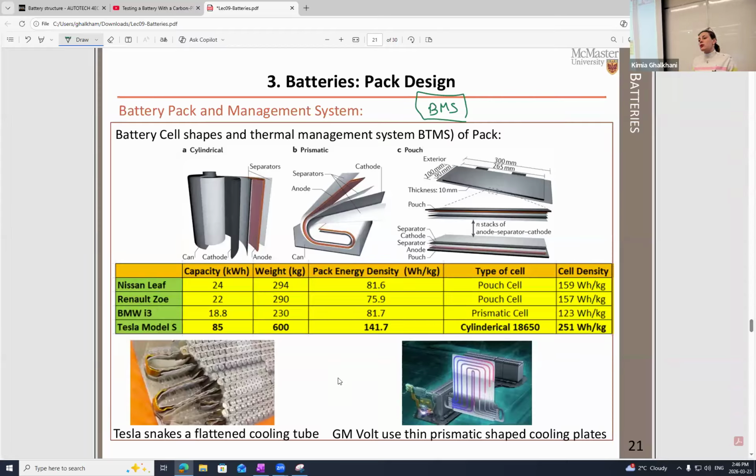How many battery management systems do you need for a battery pack? Definitely one. The battery management system, in fact, is going to monitor the performance of the battery during operation, either charge or discharge.